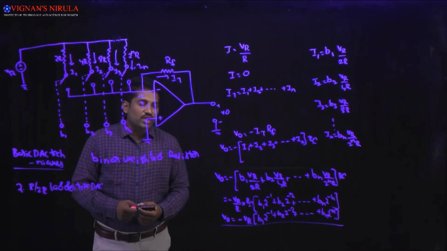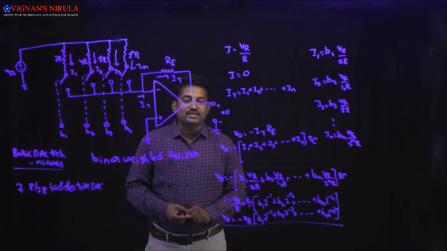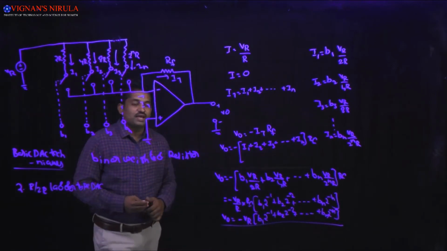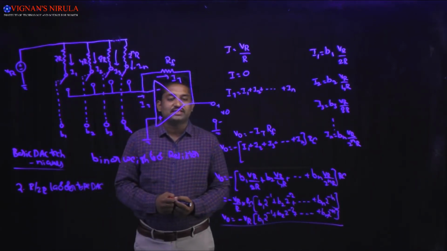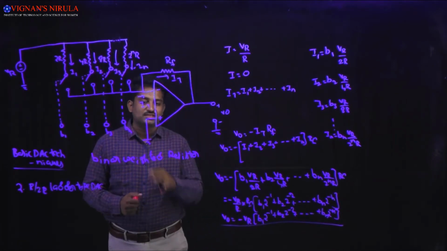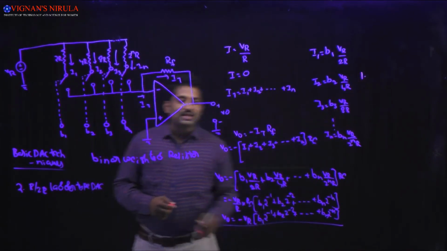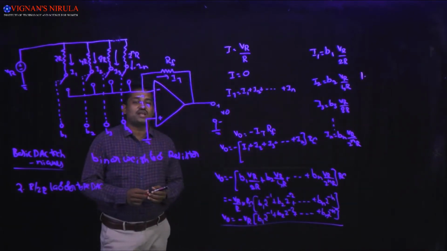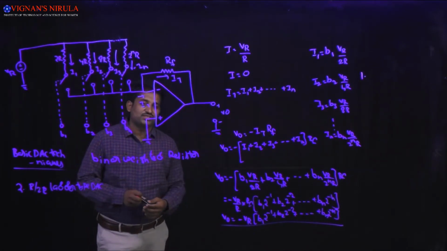Now we are moving on to the disadvantages of this binary weighted resistor DAC technique. What are the main disadvantages? We have mainly 3 disadvantages in this technique. The first one is that a wide range of resistors is required for the construction of binary weighted resistors.